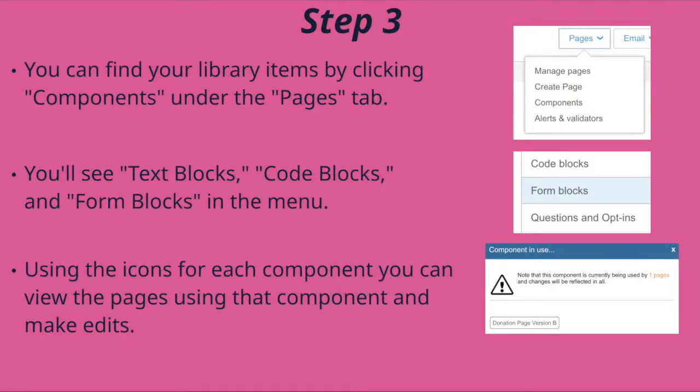You can find all of your library items by clicking the Components button under the Pages tab. So if you go to Pages, there'll be a drop-down, click Components. You'll see that text blocks, code blocks, and form blocks are options on the menu. And then you can see things like where is this component being used and edit the component.